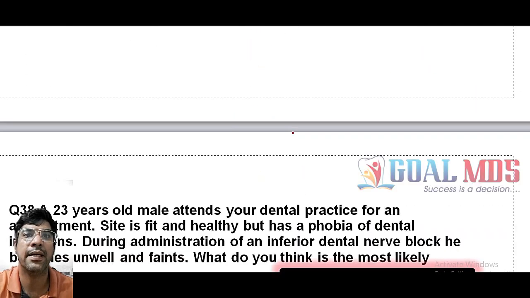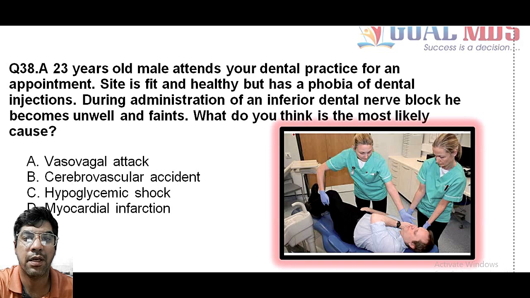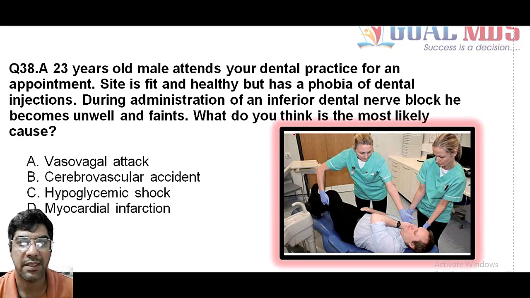A 23-year-old male attends your dental practice for an appointment. He is fit and healthy but has a phobia of dental injection. During administration of an inferior dental block, he becomes unwell and faints. The most common cause is the vasovagal attack.